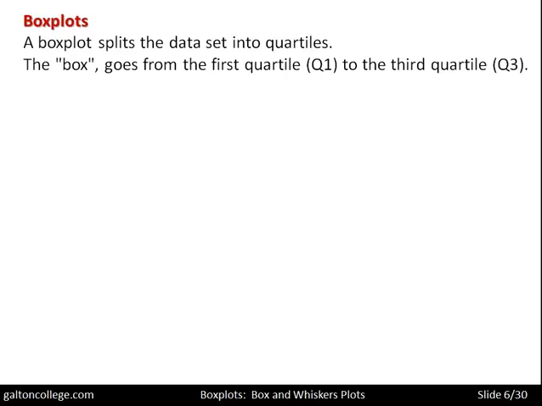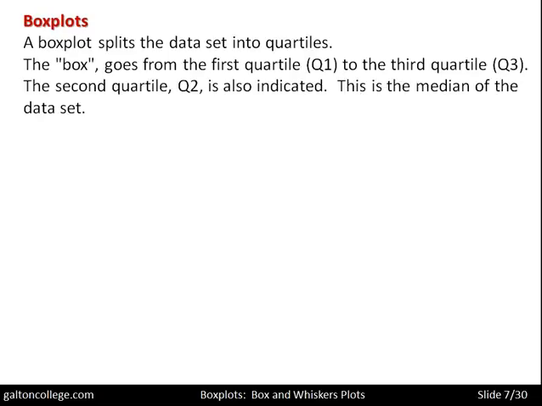The box goes from the first quartile to the third quartile. So in this case, the box is picking up half the data. It's going from the first to the third. So it's not including the first quartile, and it's not including the final quartile. It's including the two middle quartiles, Q2 and Q3. So it's going from the first to the third.